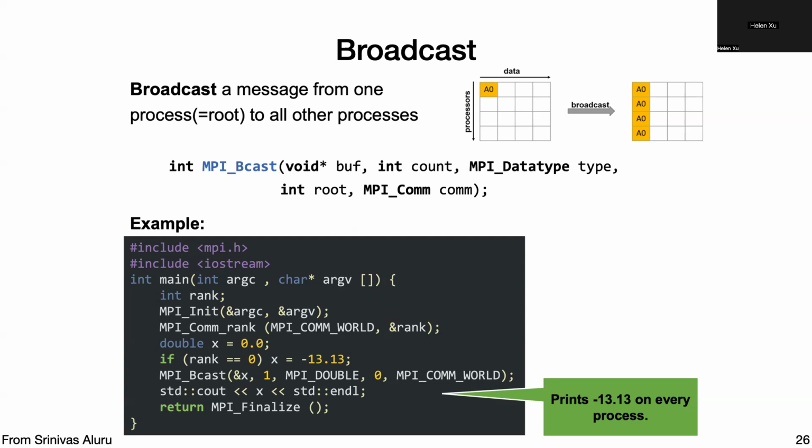And this is an example of how you would call it. If your rank is 0, then you're trying to send x, which is negative 13.13. And there's no 'if rank equals 0, then call broadcast.' There's just broadcast, which is data, size, type, root, and world, which is just the entire communicator. And then at the end, everybody will print x, which is negative 13.